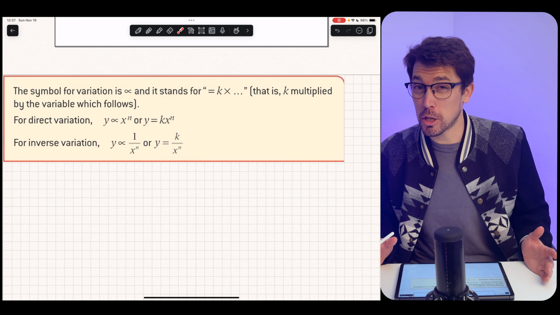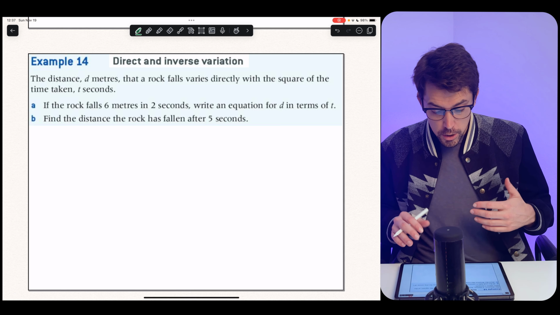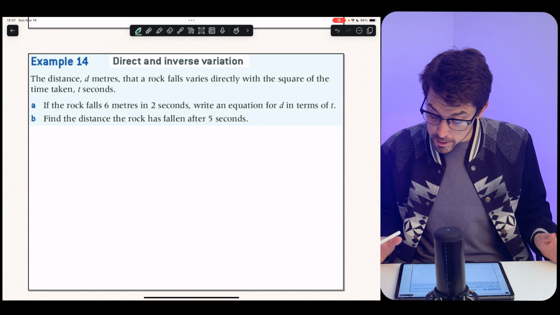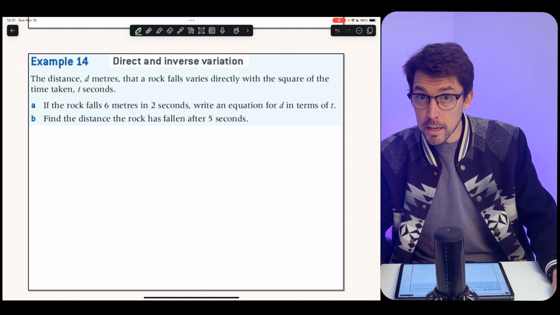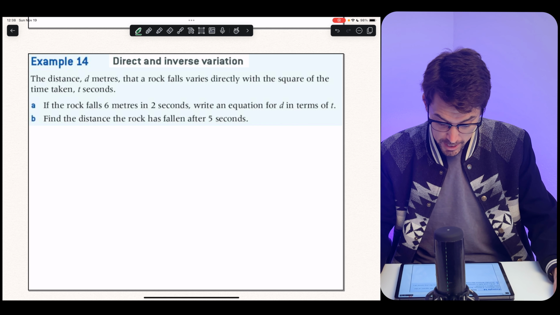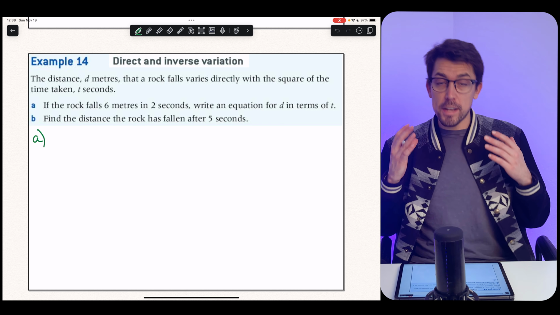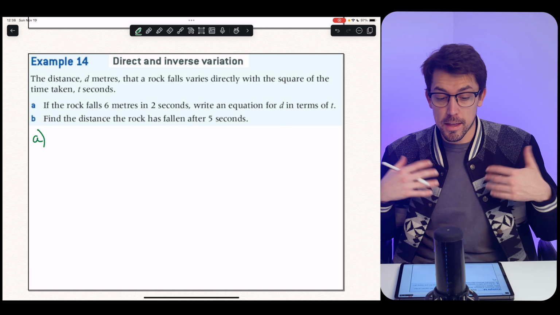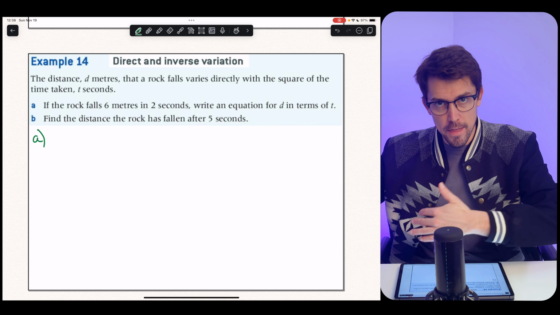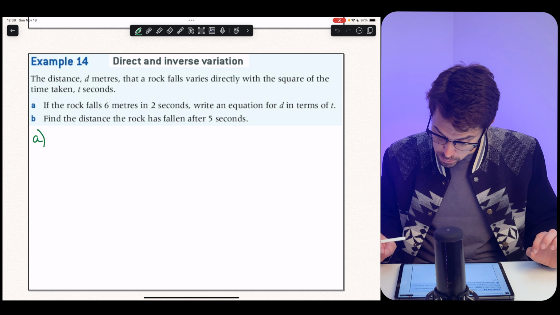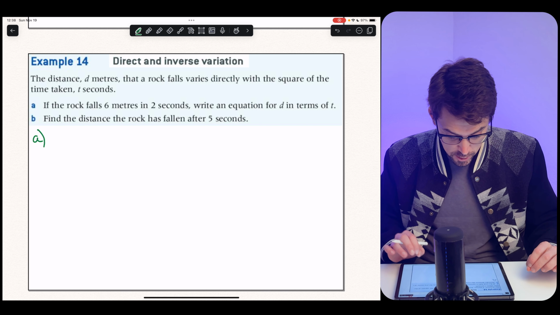So what does that actually look like in a problem? Let's say that the distance, d meters, that a rock falls varies directly with the square of the time taken, t seconds. We know it varies directly, so we'll have something that looks like k x to the power of n that we just covered. If the rock falls 6 meters in 2 seconds, let's write an equation for d in terms of t.